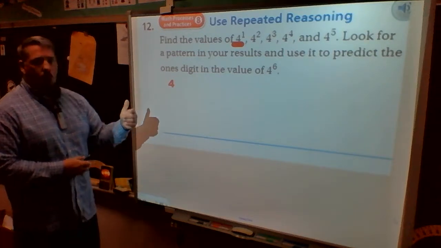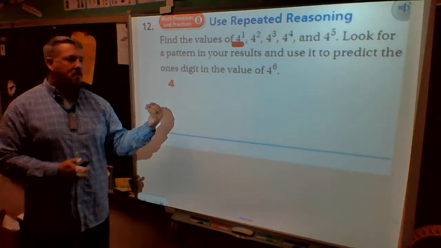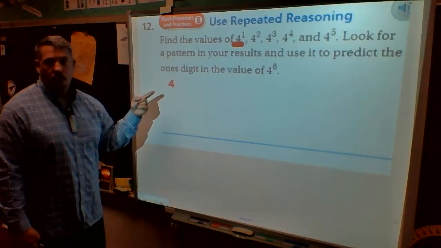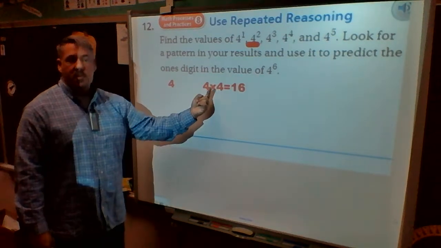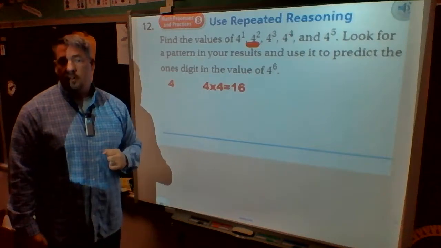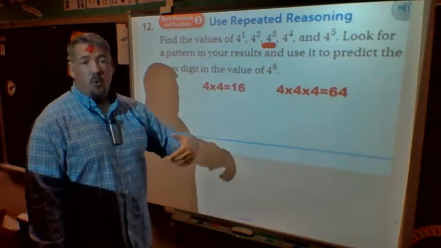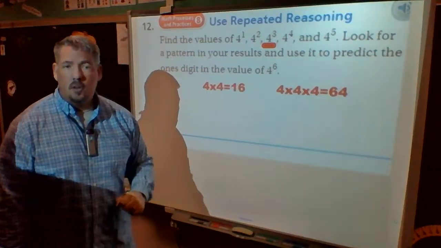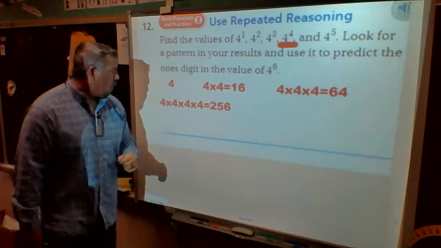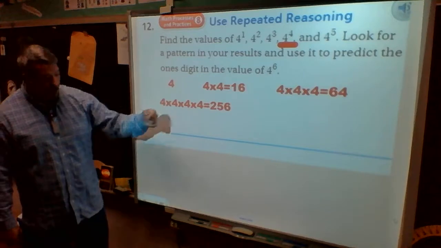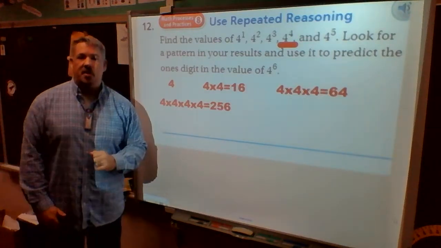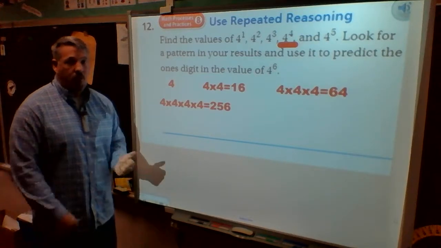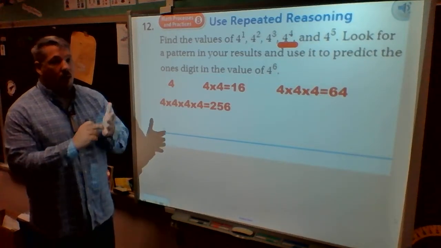4 to the 1st power, well, any number with an exponent of 1 is just that number. So 4 to the 1st power is just 4. 4 squared, or 4 to the 2nd power, 4 times 4 is 16. 4 cubed, 4 to the 3rd power is 4 times 4 times 4, which is 64. 4 to the 4th power, 4 times 4 times 4 times 4 is 256. Once again, I'm not doing that in my head. I wrote down the math problem that I was doing, picked up my handy dandy calculator, and I typed it in.